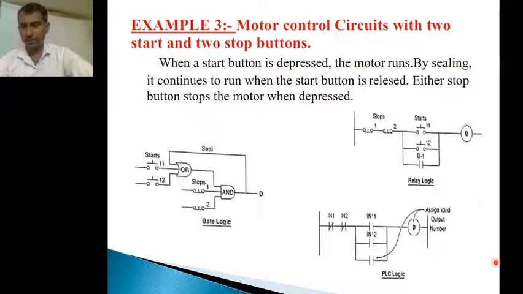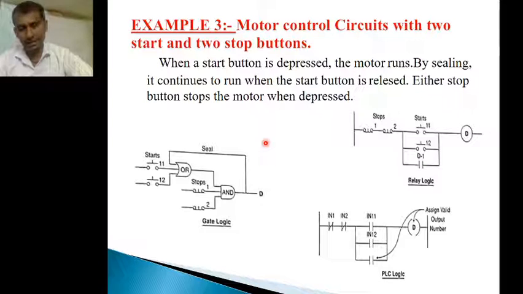So when a start button is depressed, the motor runs. By sealing, it continues to run when the start button is released. So when we press the start button, the motor will run, and this is the sealing circuit. By the sealing circuit, even though we remove the start button, the motor will still run.